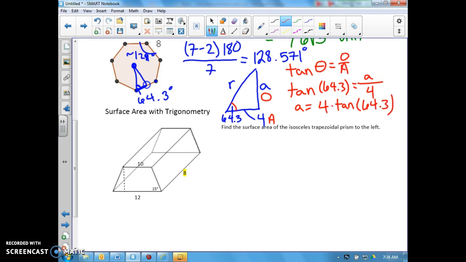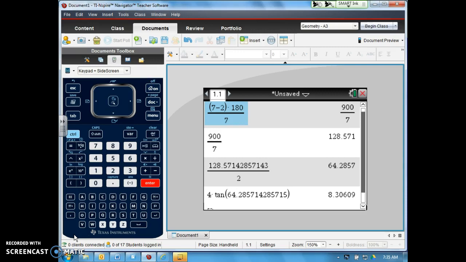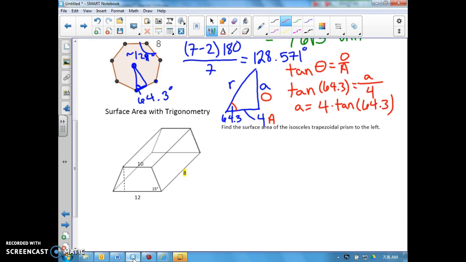And this is when we get to jump into the calculator. So here's my calculator history. You can see that up on that first line, I calculated what my individual angle would be, and I kept dragging the number over. So I got the decimal format, then I pulled that and divided it by 2 to get the half measure angle that I need. Then I plugged that into 4 times the tangent of about 64.3 degrees. And that got me that my apothem is 8.30609. So now I'm going to come back to my work here.